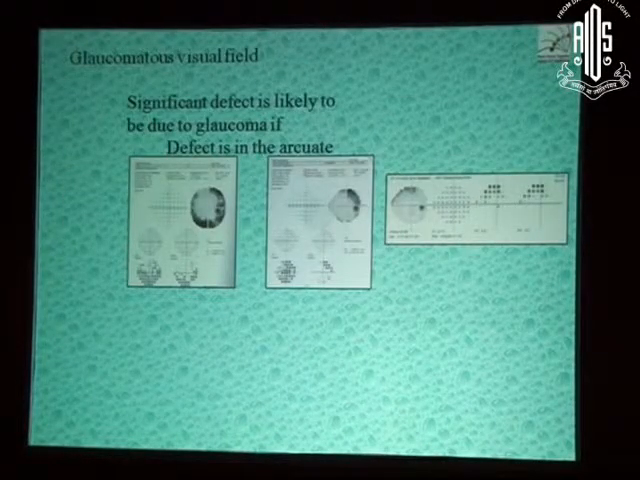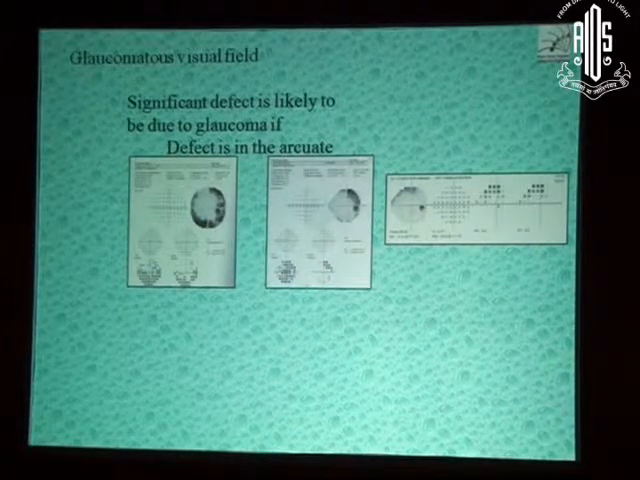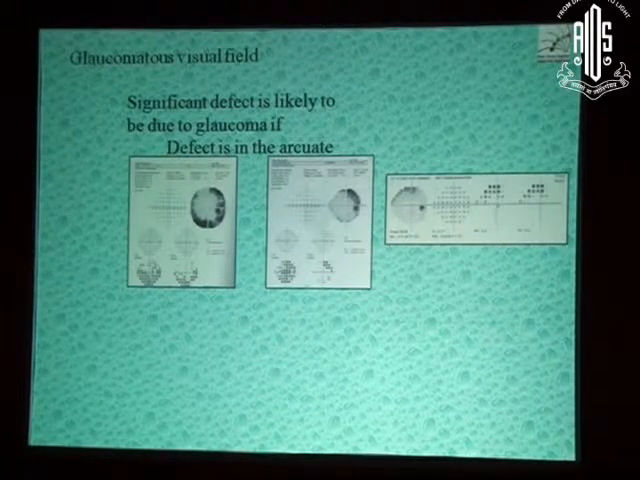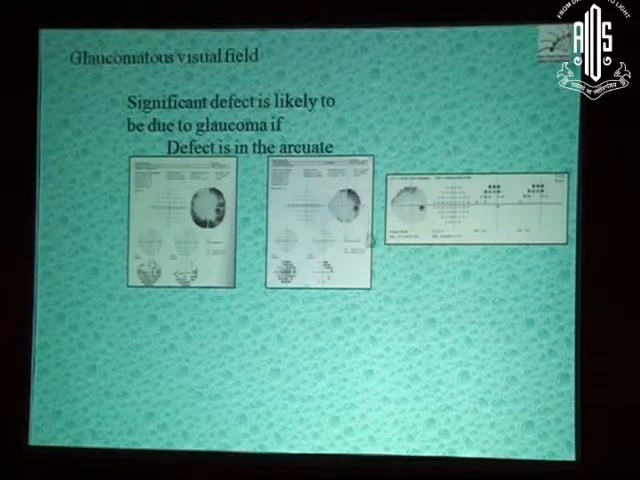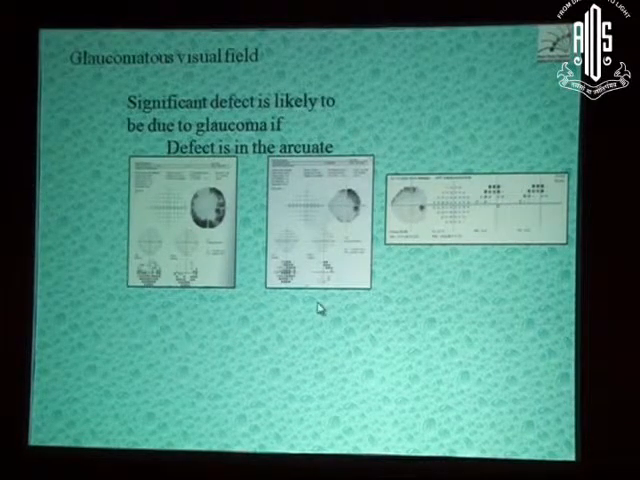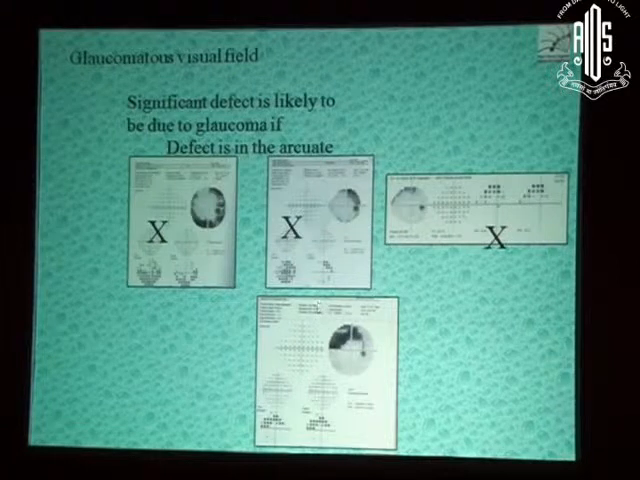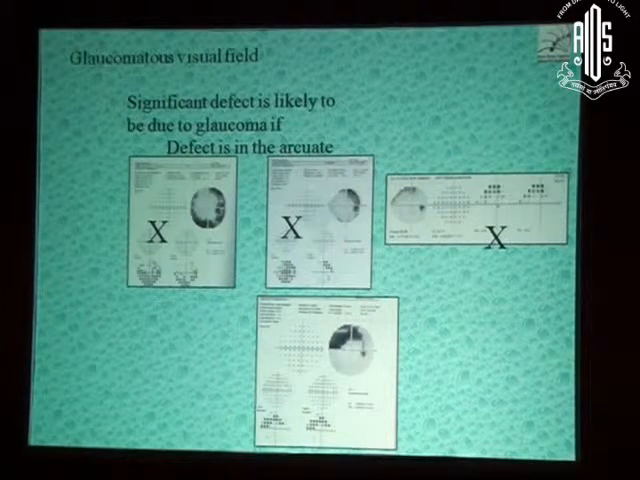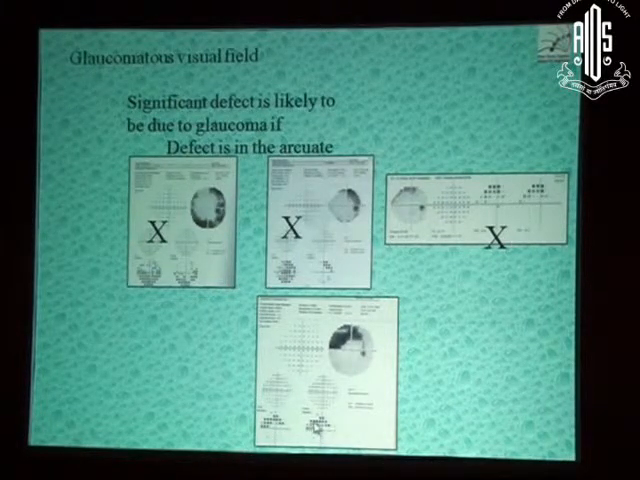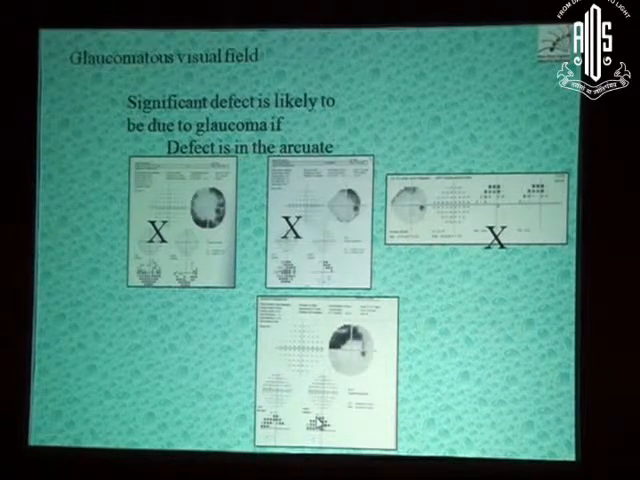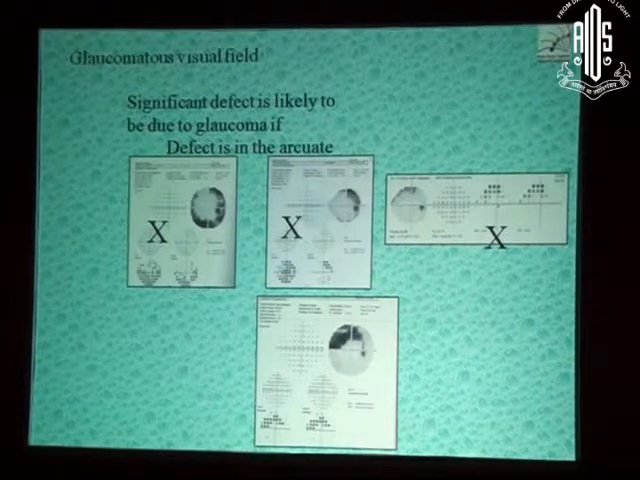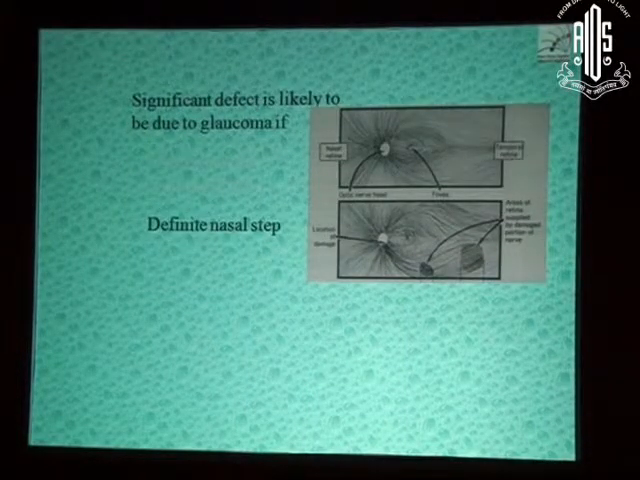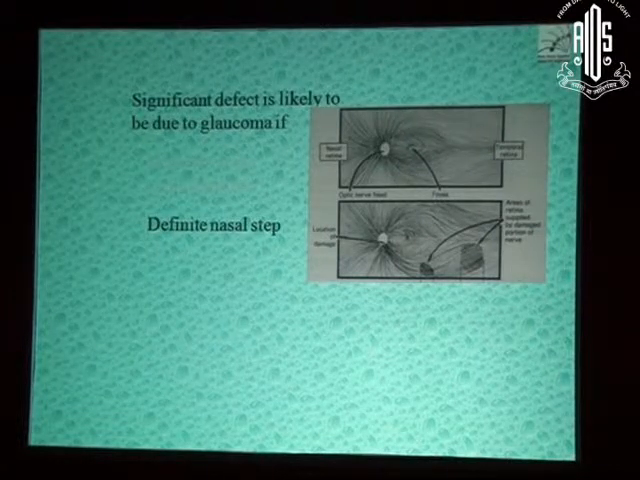How does the glaucomatous field defect occur? Usually in an arcuate fashion: an arcuate defect starts from the blind spot and then goes in an arcuate fashion. But these are not likely to be glaucomatous. If an arcuate defect has definite nasal side widening, then you can think that the arcuate defect is likely to be due to glaucoma. Next is the definite nasal step due to the horizontal raphe.